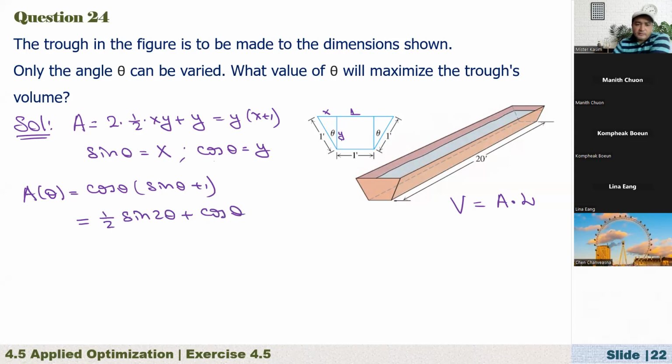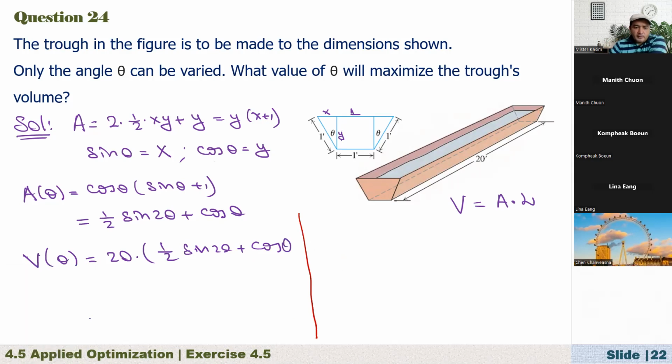Okay. So now that's the cross-sectional area. So now we can express volume in terms of theta. Cross-sectional area, actually the length is equal to 20, right? Times 1 over 2 sine of 2 theta plus cosine of theta. Or if you simplify, here we have, what is it? Or should I keep it like this? I better keep it like this, okay. And now we have to differentiate, right, to find the critical point.